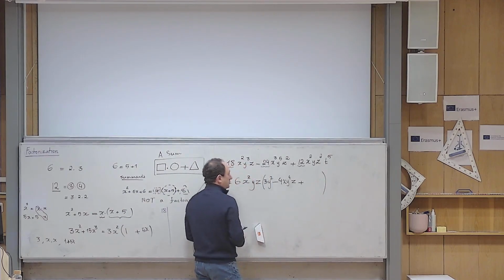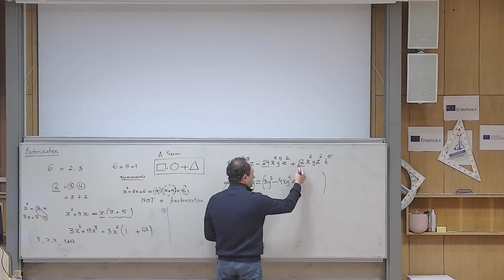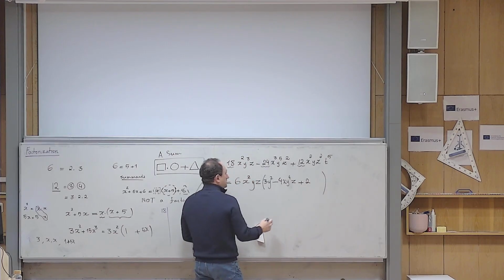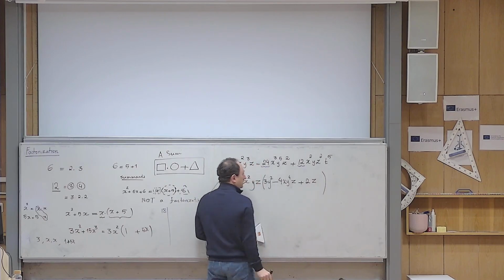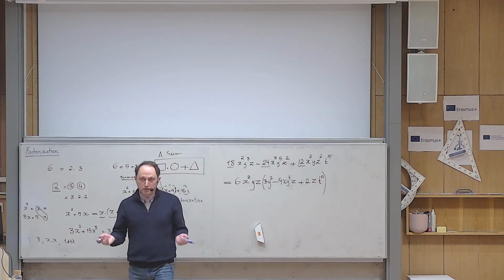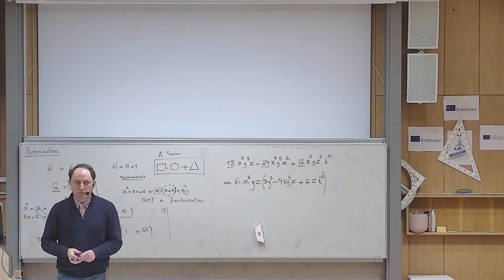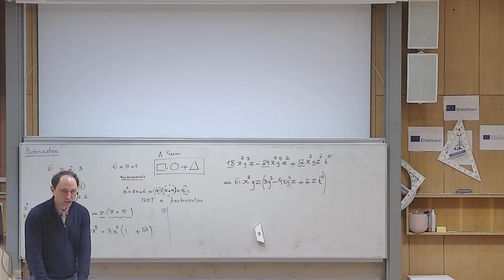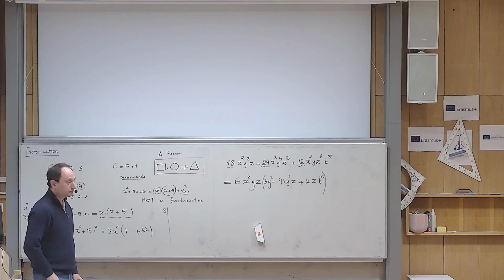So what should I write? 2, because of 12. Z, T5. Yes? If you understand this, this is exactly what we learned in Math 1C. Yes, so this kind of factorization.